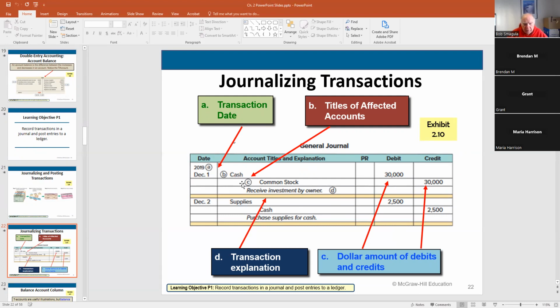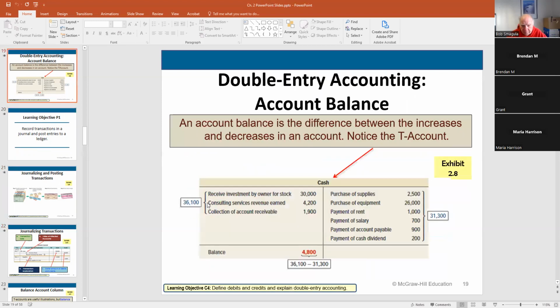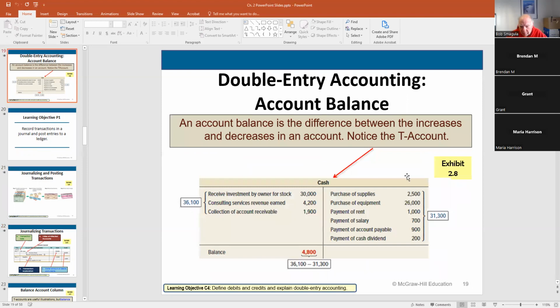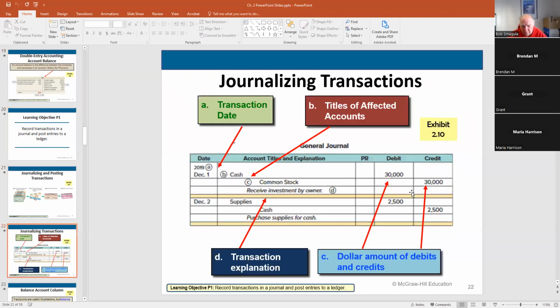Okay. So here you see the transaction for $30,000. That was the ownership, they issued stock and raised $30,000. So here they're recording it. You have a debit to cash, credit to common stock. They spent money on supplies, if you remember, $2,500. Debit to supplies, that asset goes up with a debit. The cash goes down with a credit.